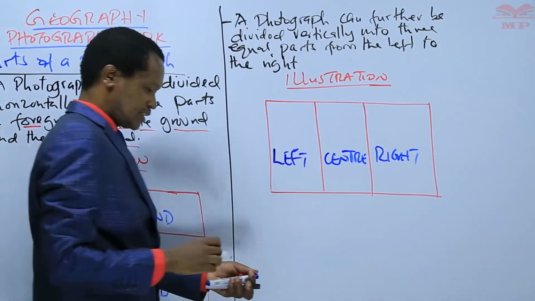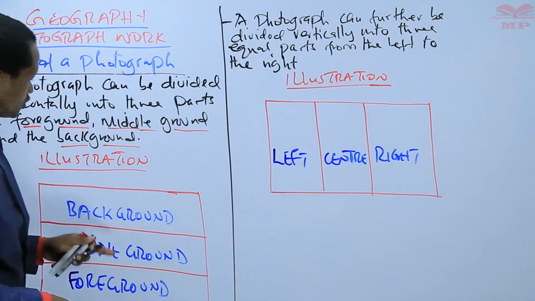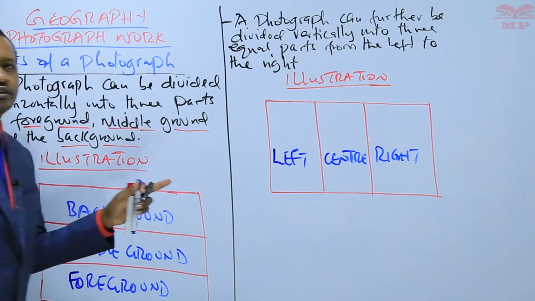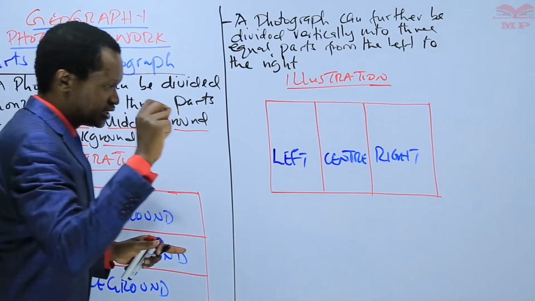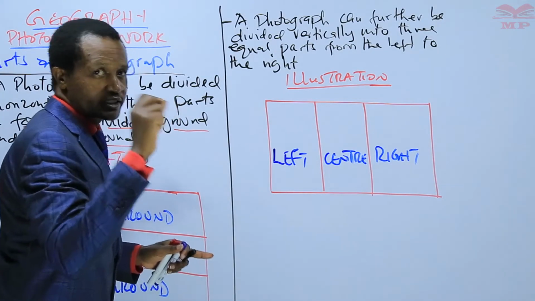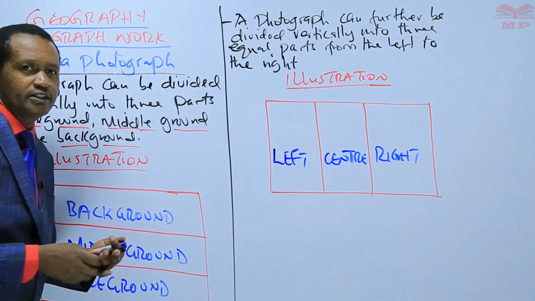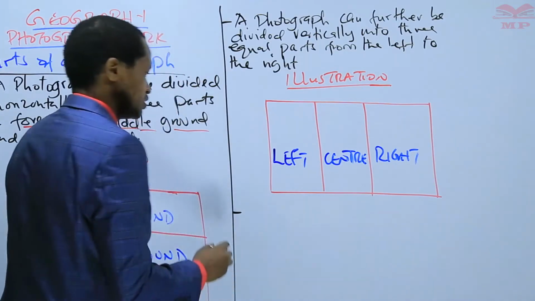Now, learners, when we combine the horizontal and the vertical divisions, we get 9 parts or combinations. When we combine the horizontal, I want you to put down another point.